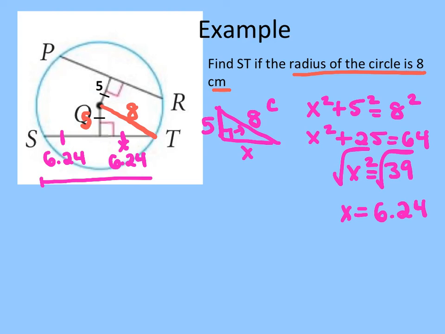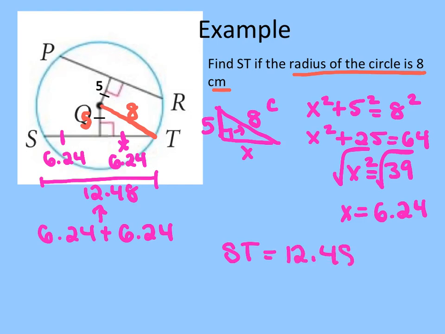So now I can determine that the whole length of the chord should be 6.24 plus 6.24, which when I double that, gives me a value of 12.48. So you should have that ST should equal 12.48.